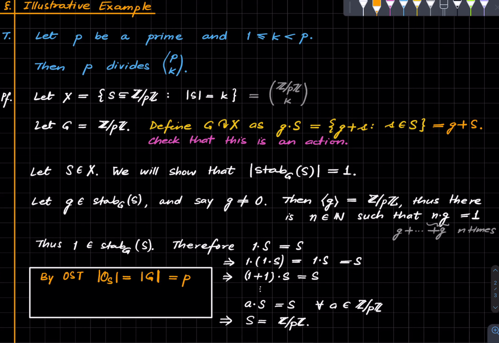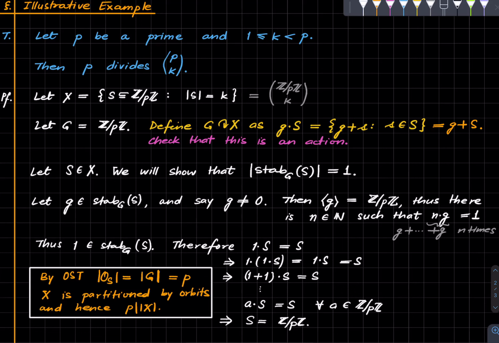But at the same time, X is partitioned by orbits, and hence p divides the size of X, and that's what we wanted to do, right? Every orbit has size p, and X is partitioned by orbits, and hence X is partitioned by things of size p, and hence p divides the size of X. So yeah, that's the end of the proof.